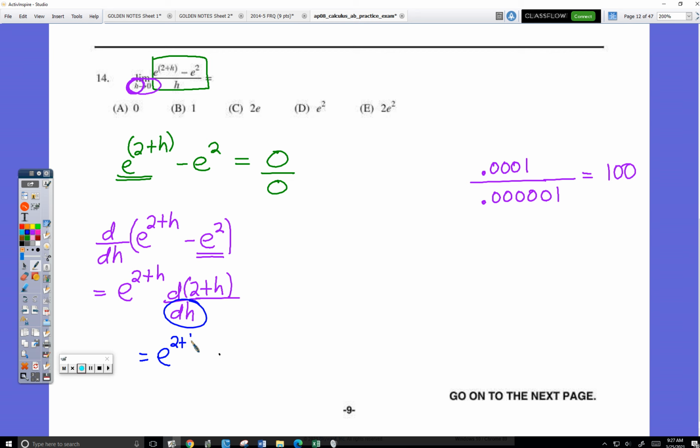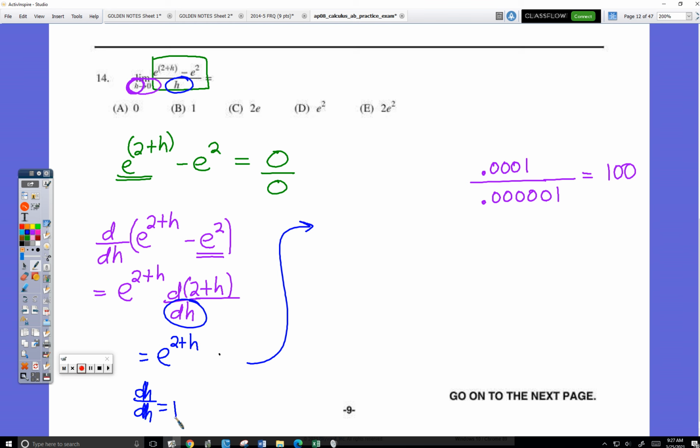Raise your hand if you can tell me what the derivative of the bottom will be. What is the derivative of the denominator, right here? Jacob? 1. Because it's going to be dh over dh. Point 2 for Jacob.